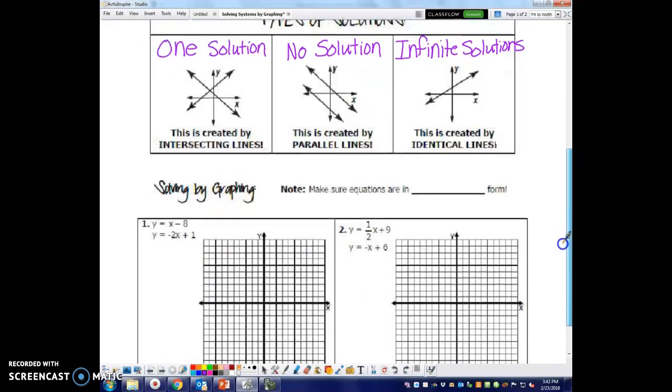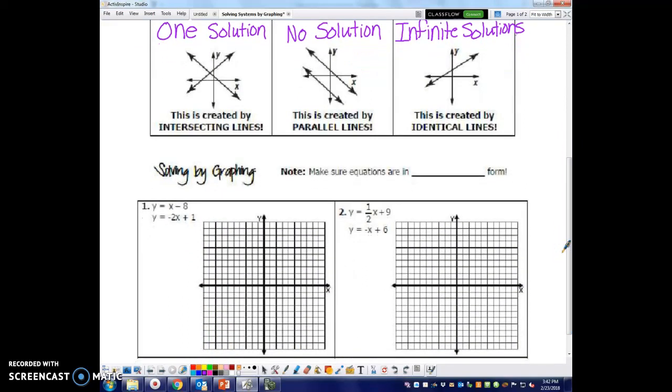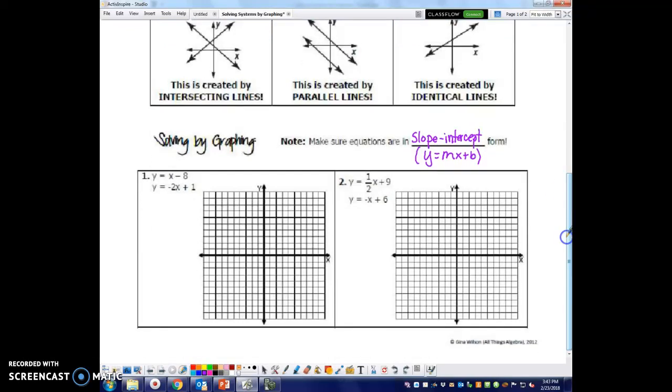Now, make sure the equations are in slope-intercept form. Okay, so that is y equals mx plus b. It's on your formula chart. Always make sure they're in slope-intercept form before you graph them. Okay. So I'm going to do number 1 and 2 for you, and then we're going to look at the back side. Let's see if I do any with you on the back side. I may not. I may just let you handle it on your own.